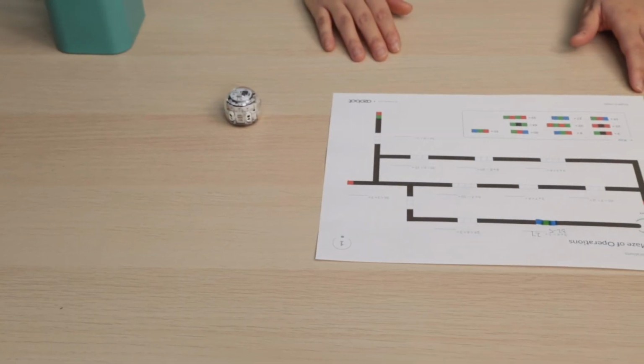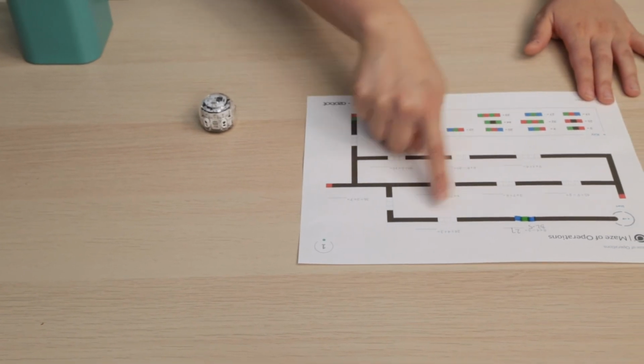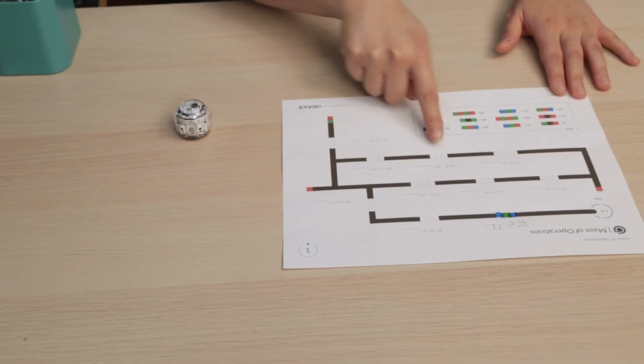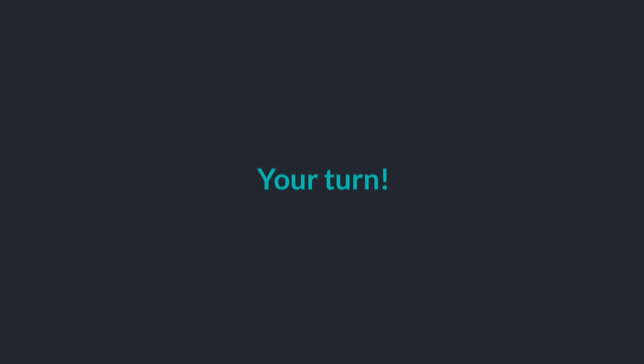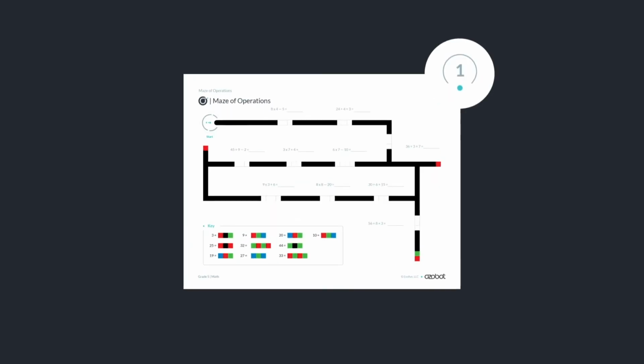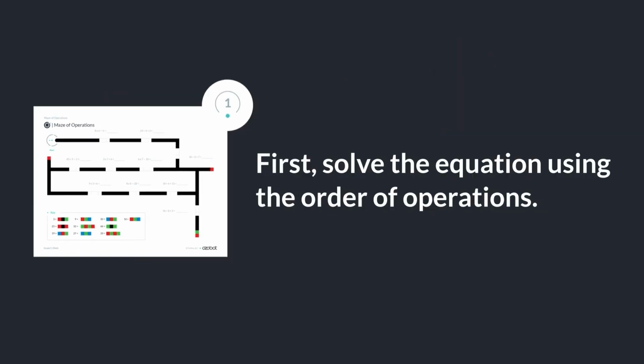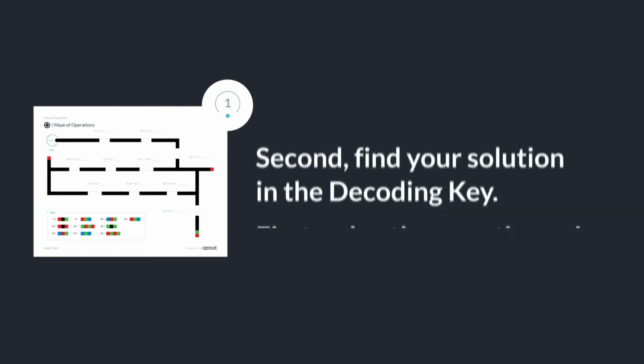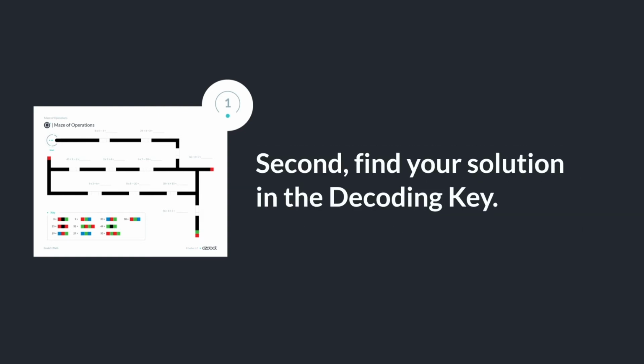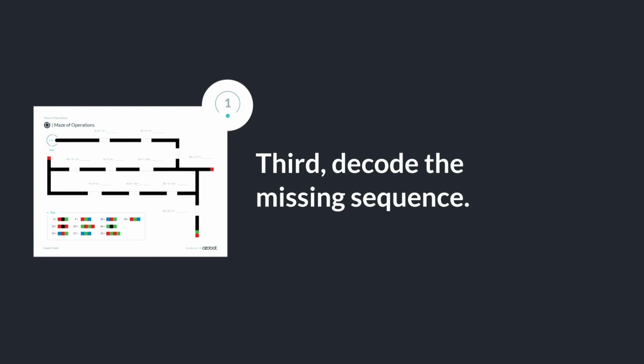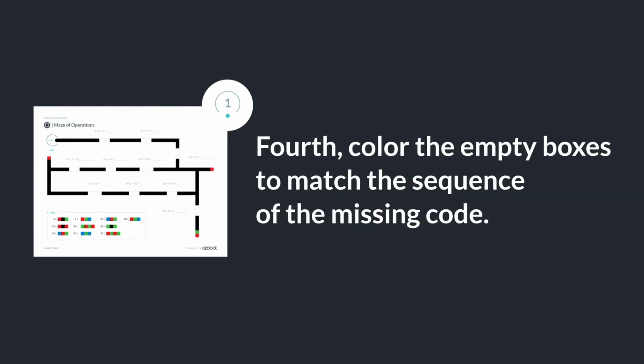I feel a loop coming on. You'll repeat the steps to complete the whole maze. The steps to complete your assignment are: first, solve the equation. Second, find your answer in the key. Third, decode the missing sequence. Fourth, color the empty box to match the sequence of missing code. Be sure to do that for all the problems on your worksheet.